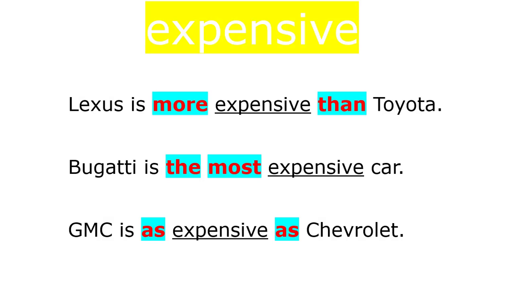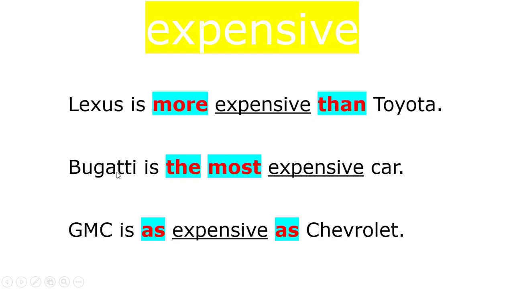Let's talk now about a longer adjective like expensive. In the case of expensive, we don't add "er" to the adjective, we put "more" or "less". For example, Lexus is more expensive than Toyota. Once again, it's a comparative because we have "than" and we used "more".